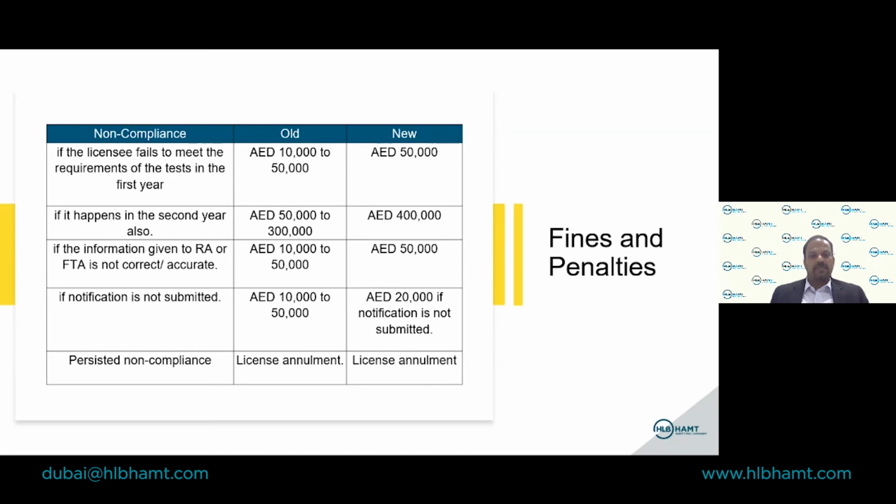And basically persistent non-compliance, license annulment. See, this will be impacting now. If they continue non-compliance, they have given the power to the relevant authority to cancel the license, or they may not be able to run the business. These are the penalty clauses. So if you see, in total penalties are increased. So we should be careful in advising the client that they can go up to 400,000 dirhams. So 400,000 for the substance test failures.